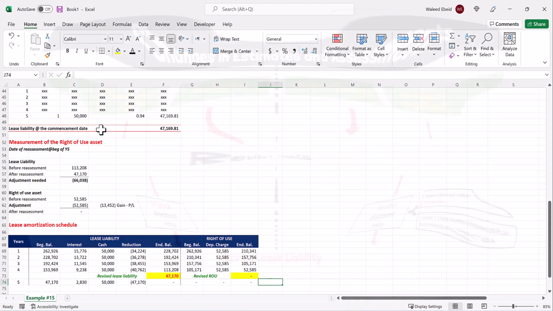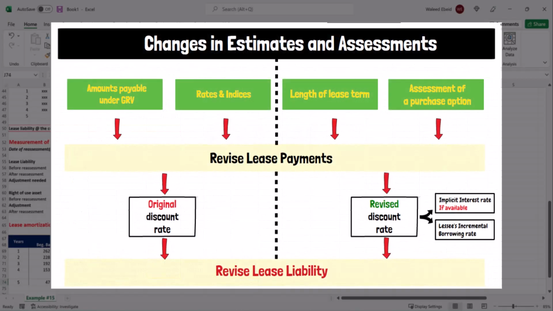For an example about a reassessment that should be done as a result of changes in the rates and indices on which future lease payments are based, we already saw an example for that in this section, Section 5 Lecture 4, when we talked about the components of lease payments, so please review it.